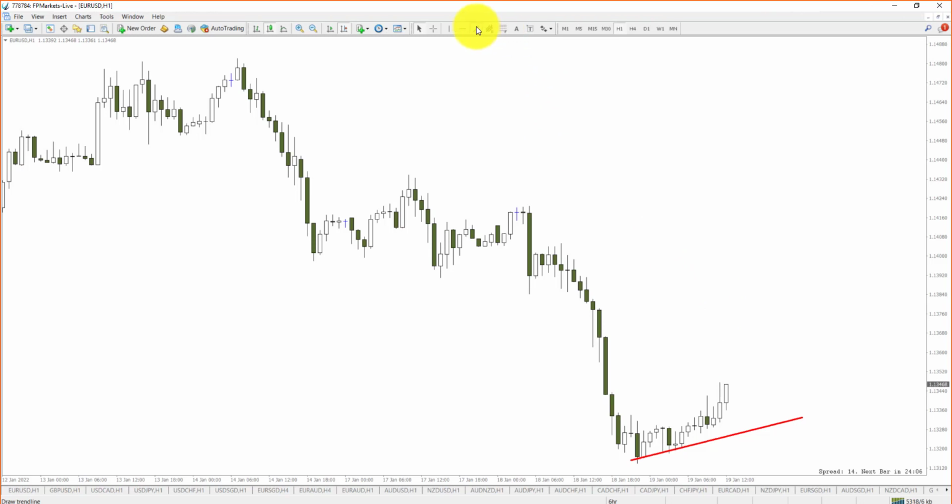But then what I'm looking for, somewhere down the line here, is either a kangaroo tail, so an exhaustion on the move higher here. Often it will happen on a support resistance level.